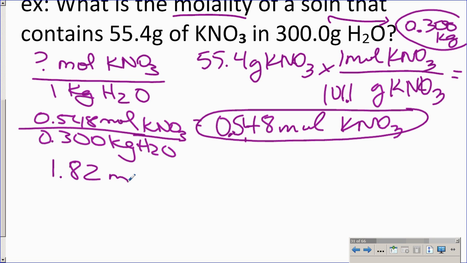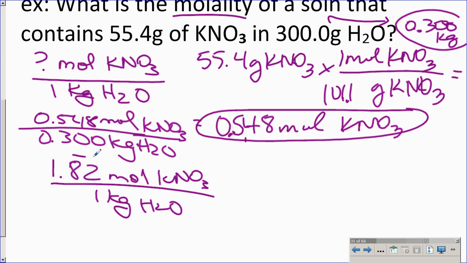Doesn't the bottom have to be 1? Well, when we divide these numbers, it comes out to be this many moles of potassium nitrate over 1 kilogram of water. When you divide this ratio here, it gives you this. So instead of writing all that mess out, we just write it as 1.82 molal. Not liters, because that's molarity. We're talking about molality now. Okay, moving on. Let's do another one.